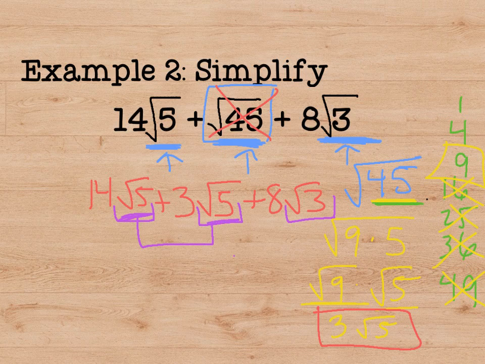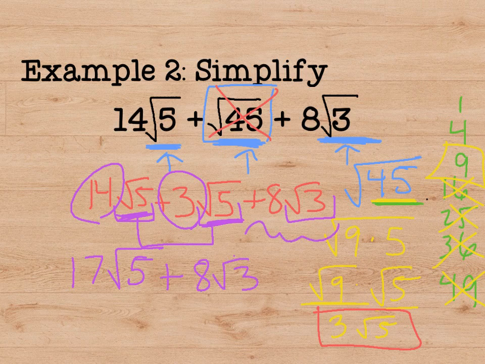So, just like with my basic like terms, I'm going to put these together not by looking at the square root of 5 part, but I'm going to look for the coefficients out in front and put those together the way that it says to do it. And it says 14 plus 3, so I know 14 plus 3 is 17. The square root of 5 is the like term part, so it's just going to stay there. And then I can't forget to bring this part down, plus 8 square root of 3.